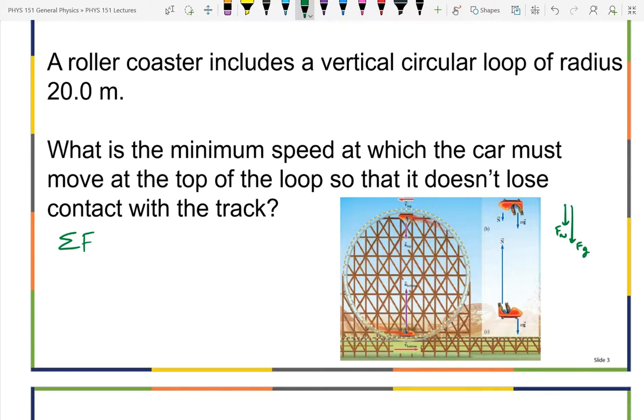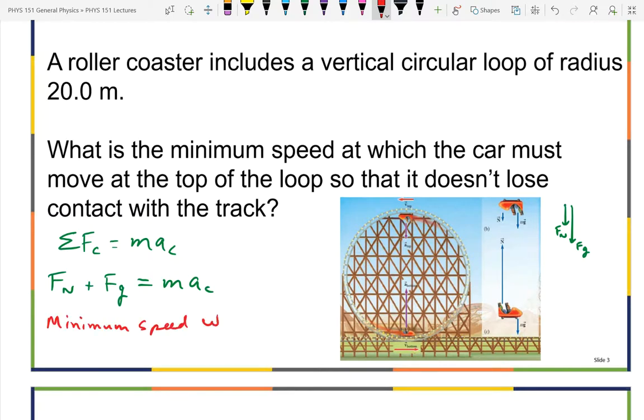If it's doing a circle, toward the center. So I look at my picture and look, both of those forces are pointing toward the center. So that means I have force normal plus force of gravity, plus, because they're both toward the center, is equal to mass times centripetal acceleration. Now I say minimum speed when force normal equals 0. So 0 plus, and instead of force gravity, I'll show mg equals mv squared over r.